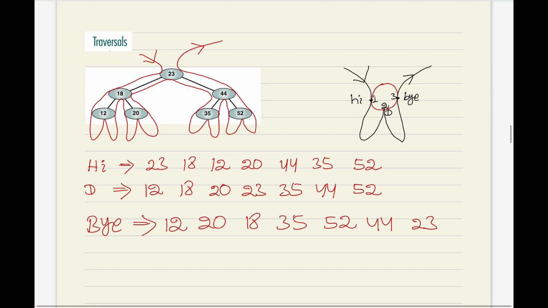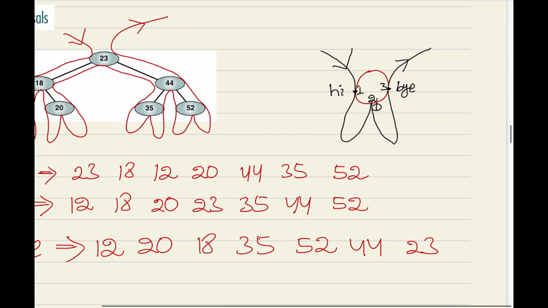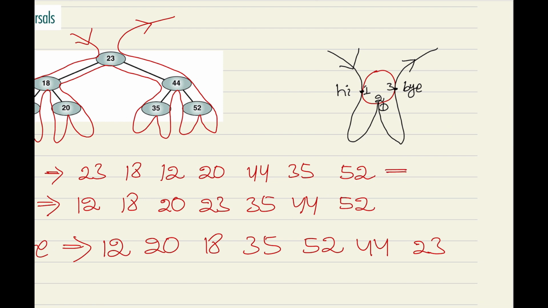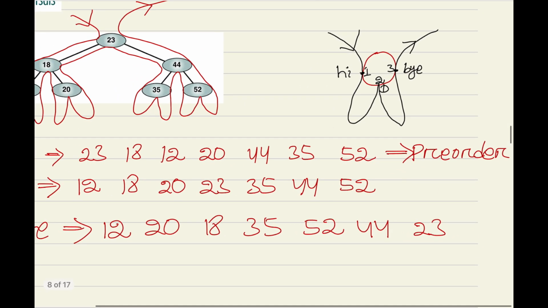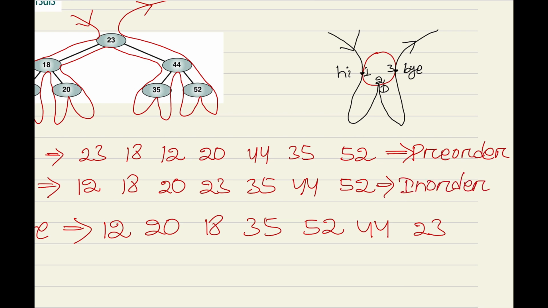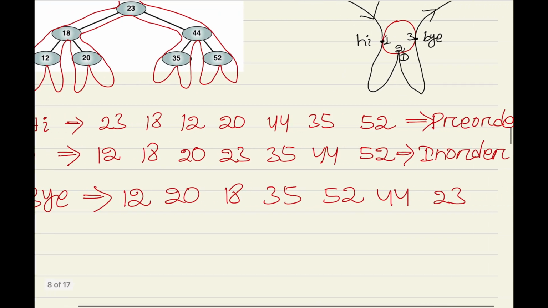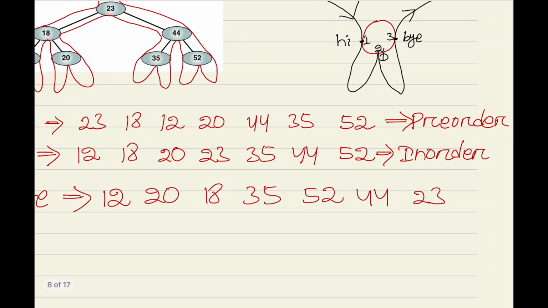So the order in which we are saying hi is nothing but pre-order. The order in which we are going for dinner is nothing but in-order, and the order in which we are saying bye bye is nothing but post-order.